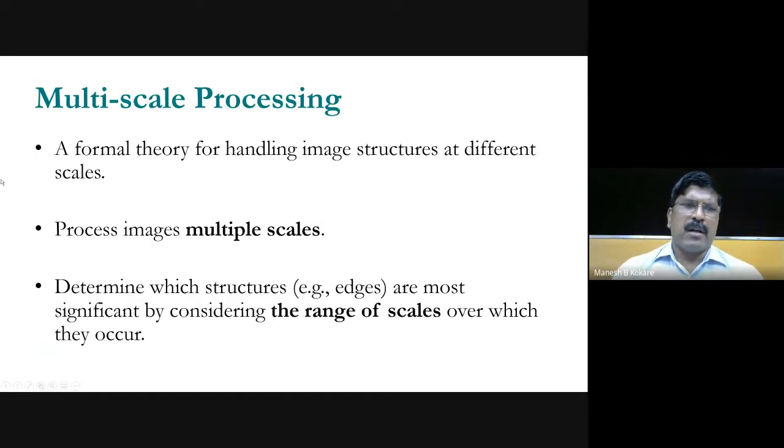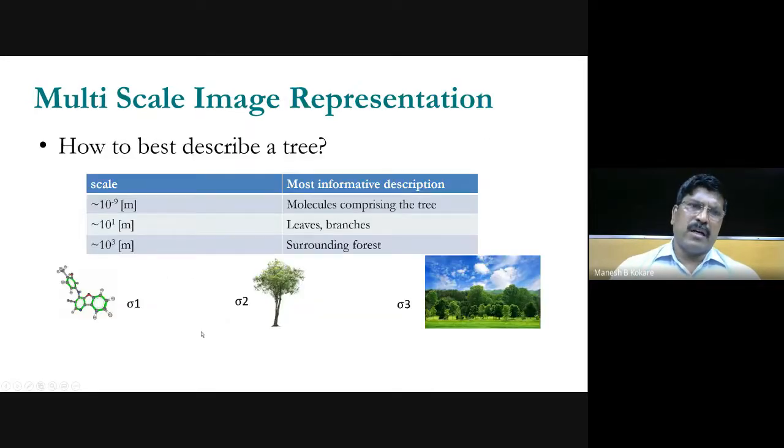A formal theory for handling image structure at different scales is nothing but multiple scale processing, and this determines which structures or edges are most significant by considering the range of scales over which they occur. Now see what I meant to show here. In the first scale, for example, there is a jungle, right?